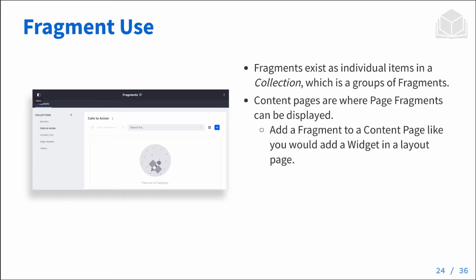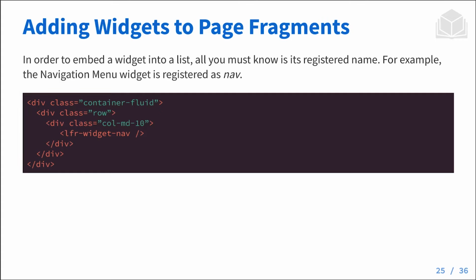Once we have our fragments, there are special content pages that we can create that only use page fragments. Once we've created some content pages, our marketing team will be able to come in and make those changes. Now, fragments can have widgets included in them just like templates, although we do this a little bit differently by using the registered name. So for example, the navigation menu widget is registered as nav, so we would use the tag LFR widget nav, and you can see an example of that here.